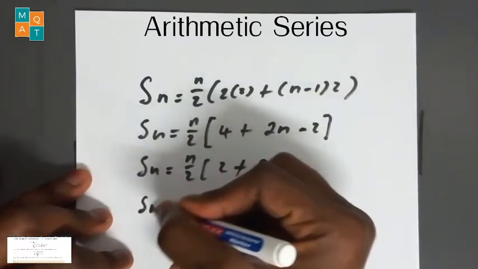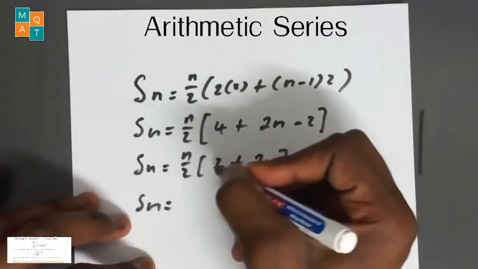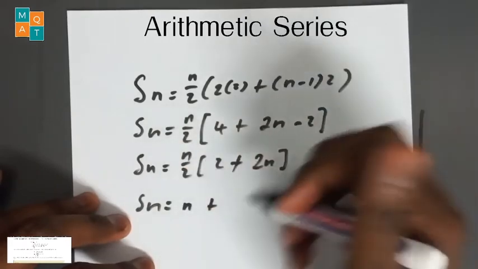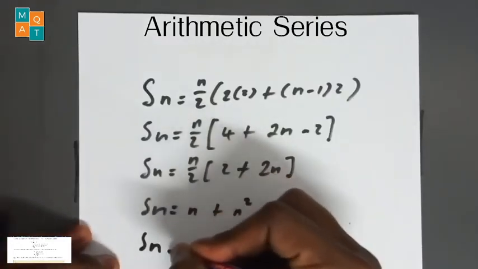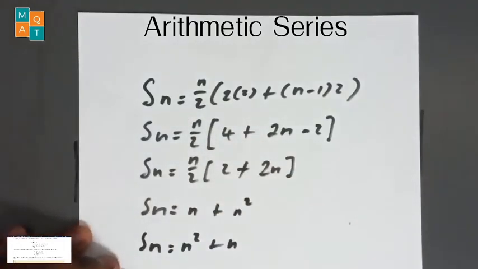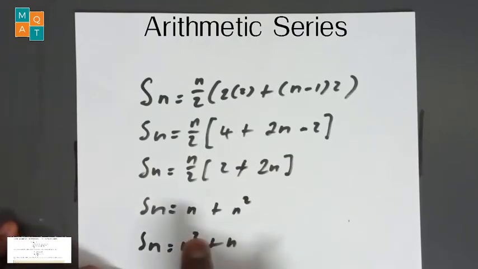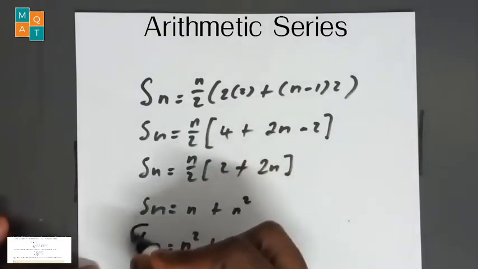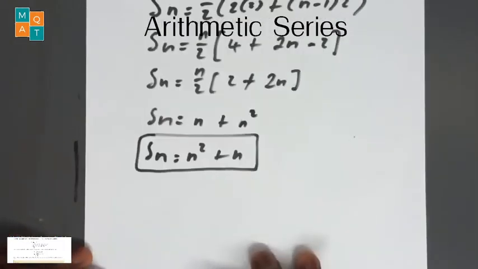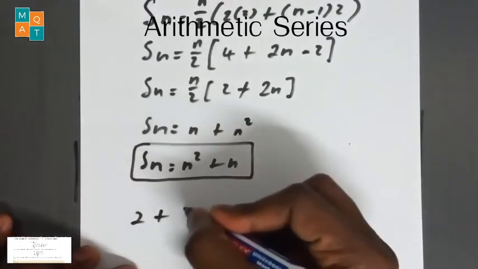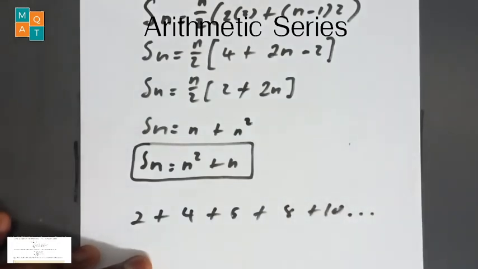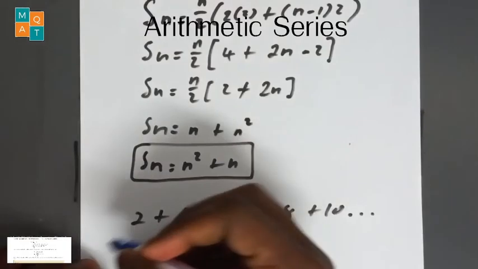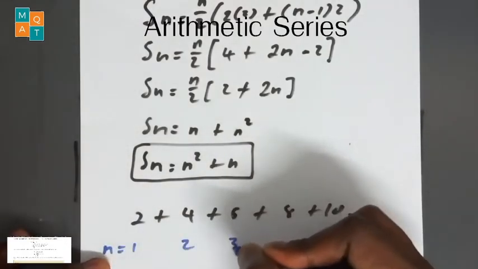Now, Sn is going to be n over 2 times 2, which is n, plus n over 2 times 2n, which is n squared. So our final equation is n squared plus n. Please note that we prefer writing the term with the highest exponent first, before the one with the lowest exponent. So that is our last equation. Don't forget that the series we're talking about here is 2 plus 4 plus 6 plus 8 plus 10, all the way. This is term number 1, and this is n equals 1, 2, 3, 4, 5.